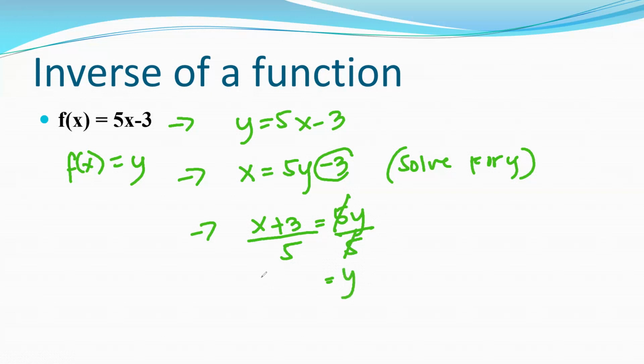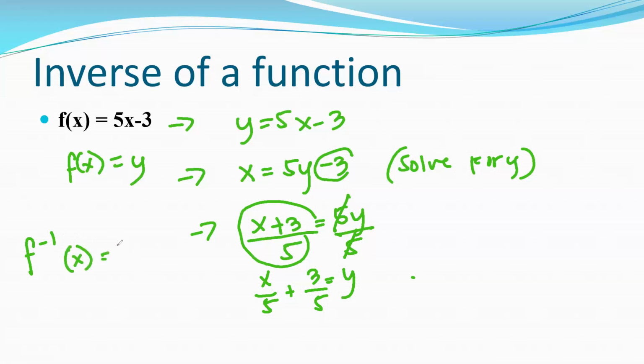Then in this case, it can be rewritten as x plus 3 over 5, or you can simply write this one. So the inverse of the function is x plus 3 over 5. To write this, we will write f raised to negative 1 is equal to x plus 3 over 5. It means this is an inverse of this function.